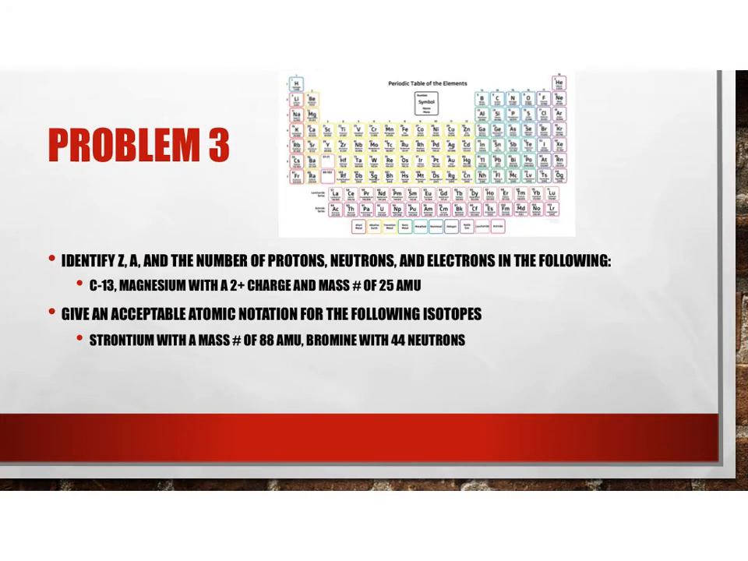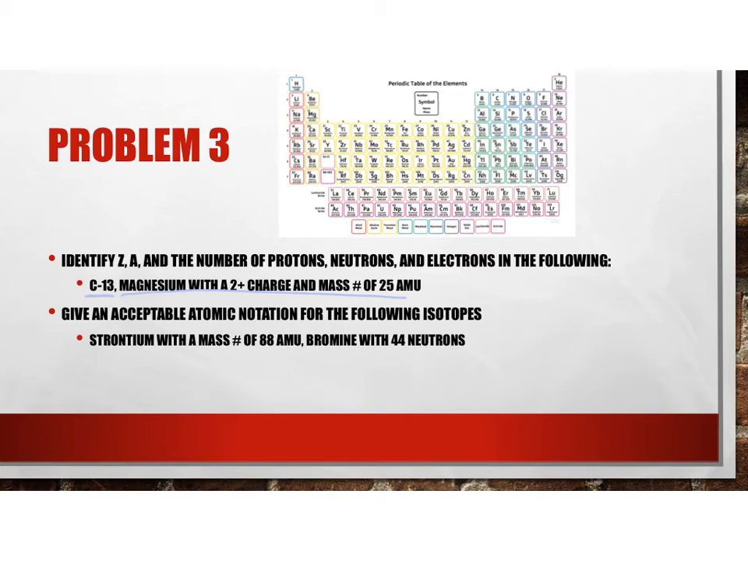All right, in order to solve problem number 3, you will need a periodic table like the one seen at the top of the screen. So let's look at the first question. Identify Z, A, and the number of protons, neutrons, and electrons in the following. And then we see the notation C-13, and magnesium with a 2+ charge and mass number of 25 AMU. So there are two different isotopes identified here. The first one is C13, and I'll explain what that notation means, and the next one is magnesium, and it has a couple of identifying factors listed.